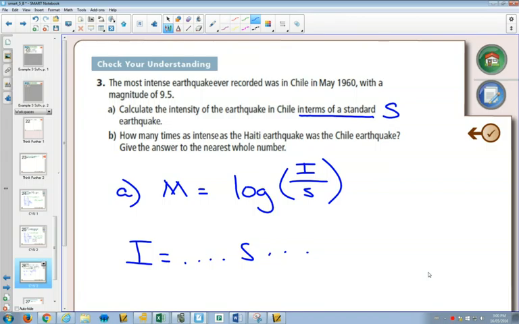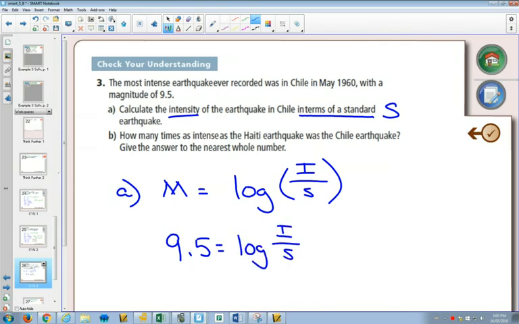So we need to get intensity by itself because it says calculate that. And we won't be able to put in a number for S because it said in terms of S. So as far as what we know, the magnitude was 9.5. We want to solve for I. Where is I? I is inside of a logarithm.